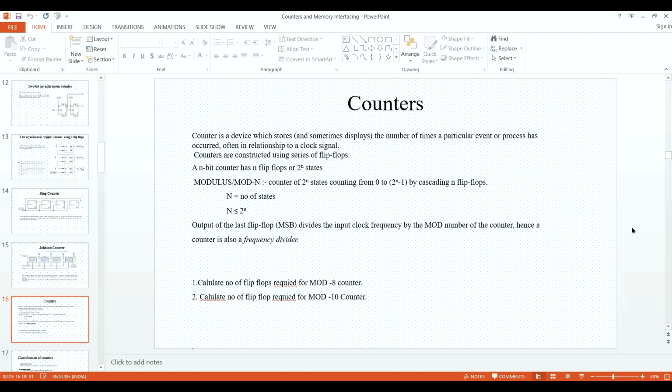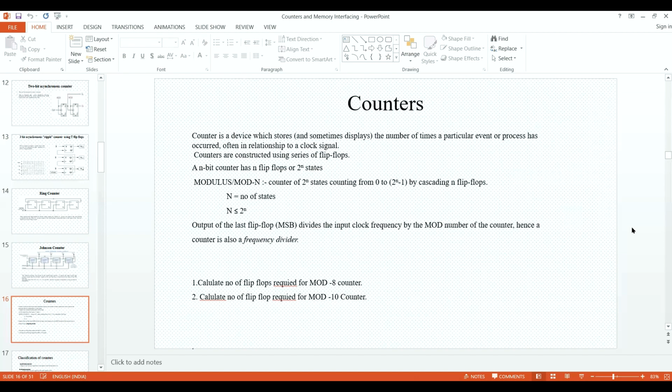Again, I'm deliberately using the word cascading, because in cascading, you know very well, the output becomes exactly the input. Otherwise, in coupling, it's not the case. So due to this mod, because you are dividing the input clock frequency by the mod, we name it a frequency divider.